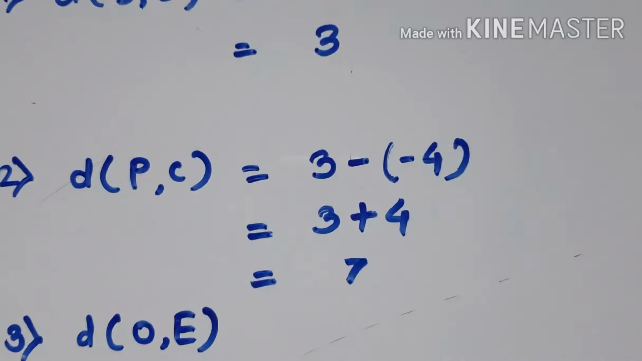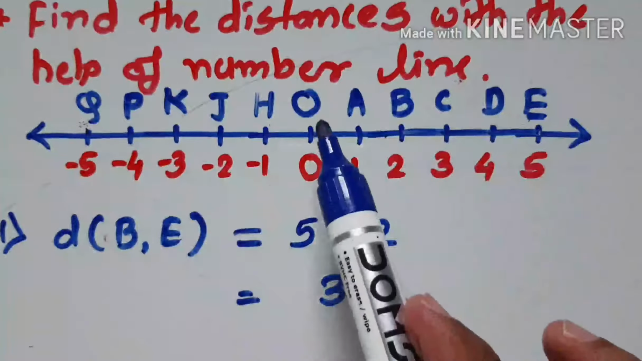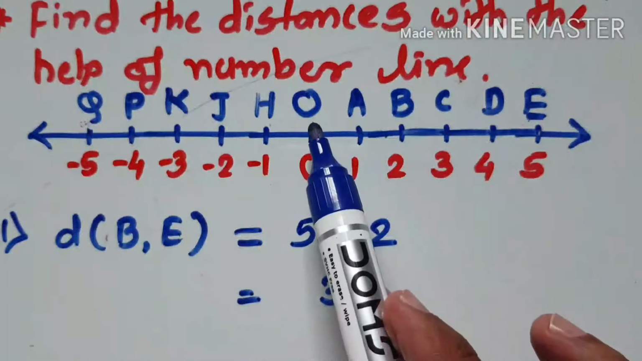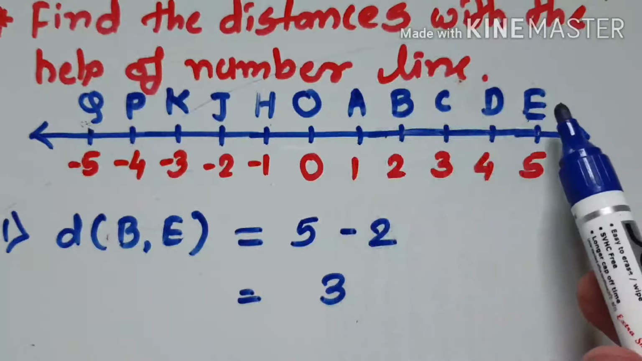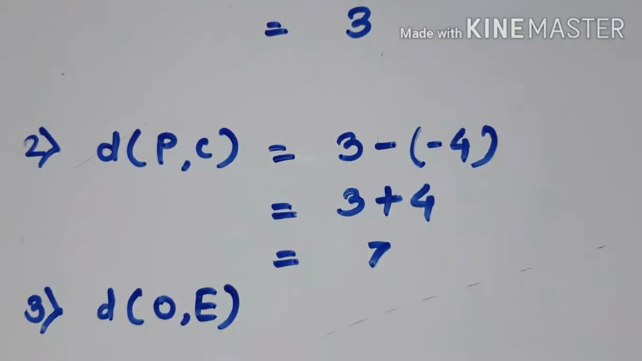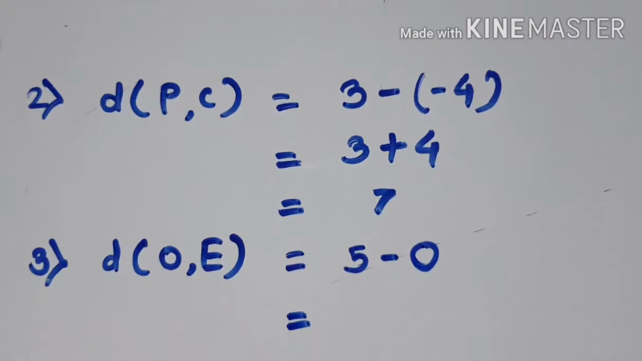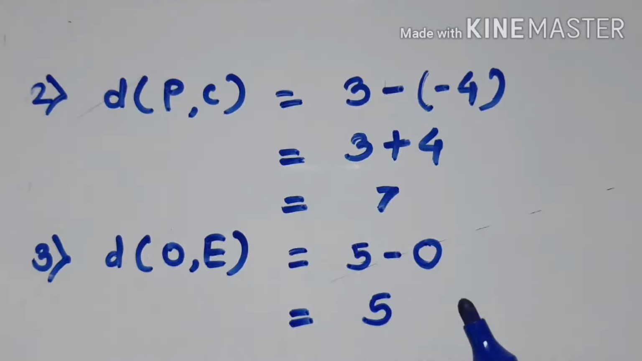Then we have another distance to find, it is distance OE. So O stands for the origin, whose coordinate is 0, and that of E is 5. So we know that 0 is always less than 5. So to find the distance OE, we have to subtract 0 from 5, that is 5 minus 0. So if we do the subtraction, we will get 5. So distance OE is 5 units.